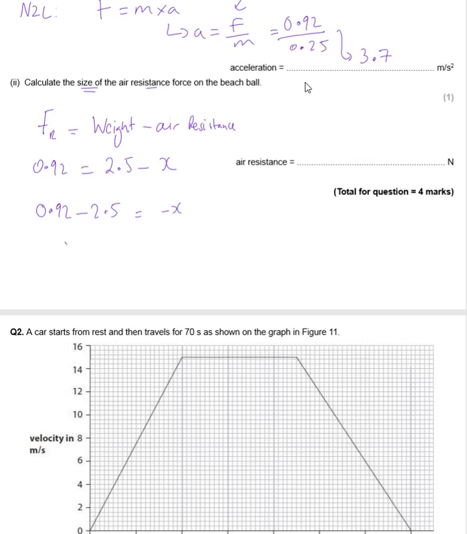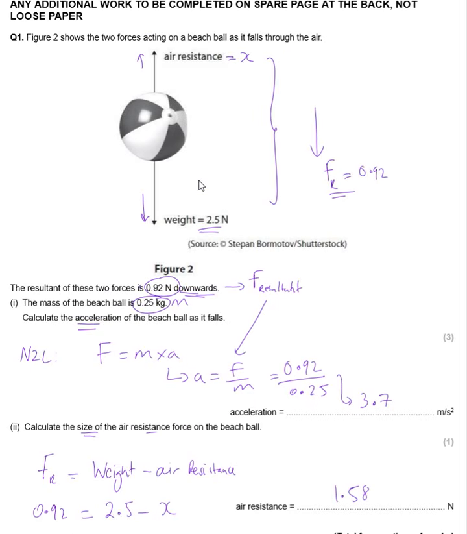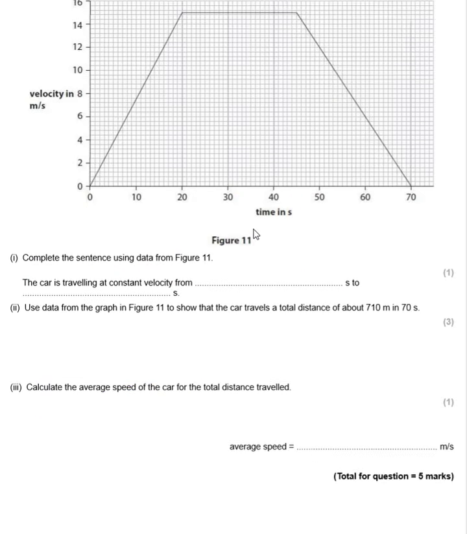So, rearranging, x equals this divided by minus 1. So x is going to be 1.58. Therefore the answer is 1.58, so the air resistance is 1.58 newtons. There we go, nice. Now go to the next question.